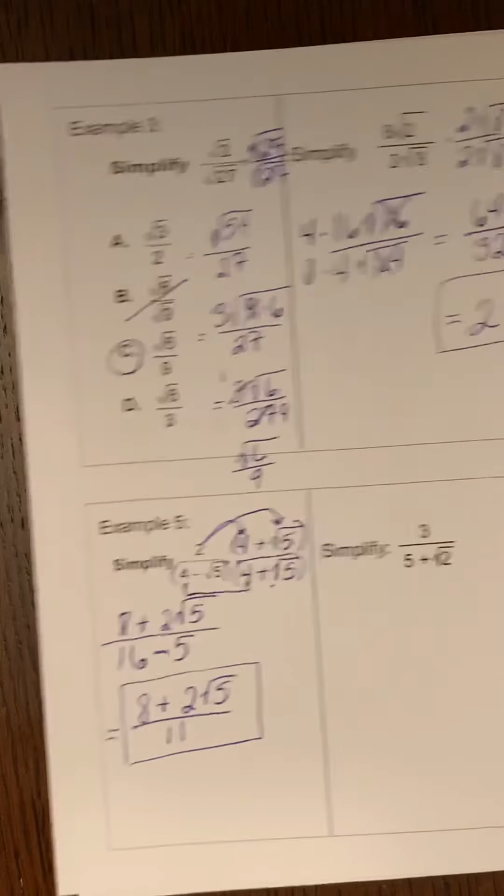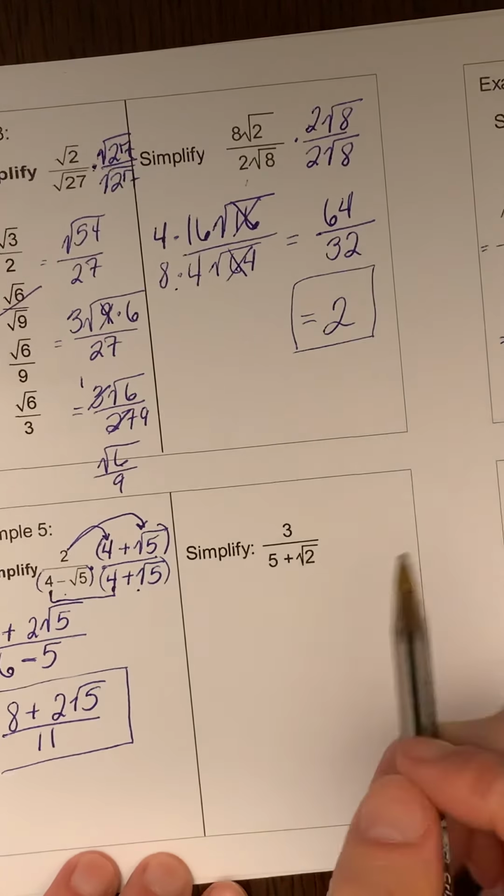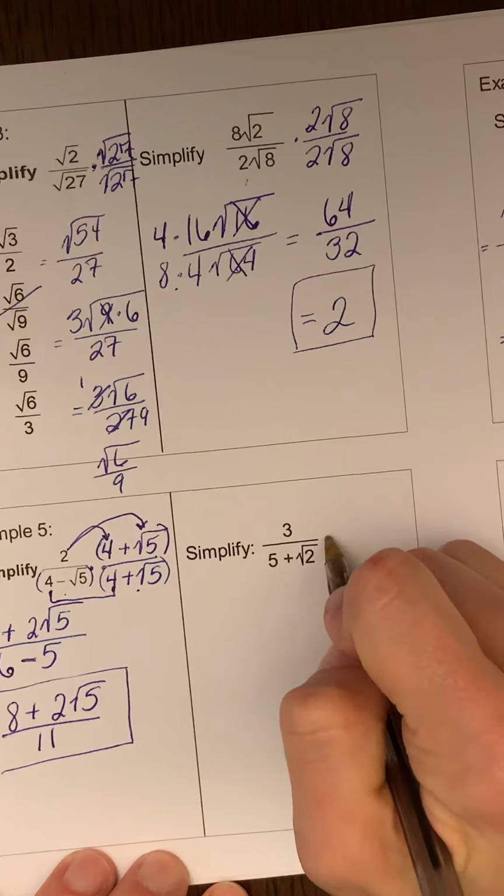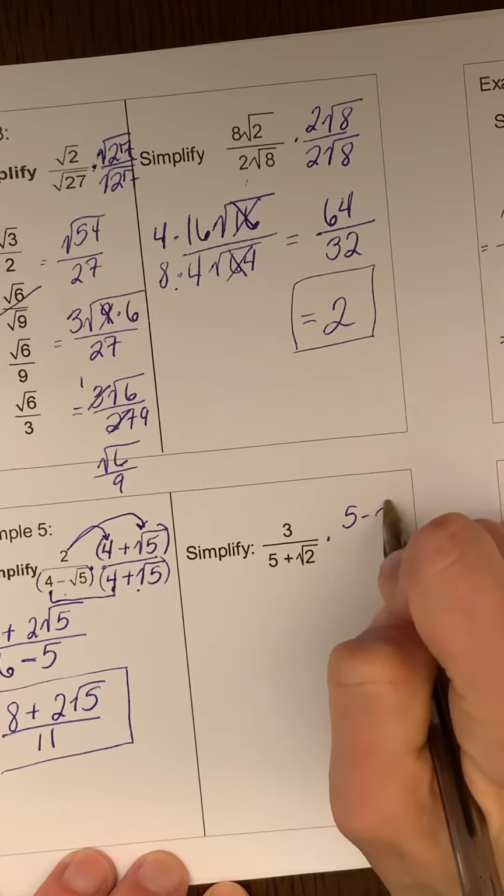Okay, let's try it again. So looking at the next one, I see the radical symbol in the denominator. So multiplying by the conjugate, which is 5 minus the square root of 2.